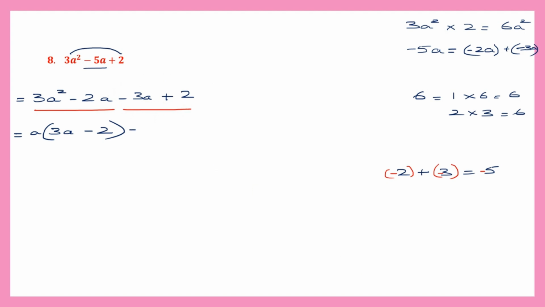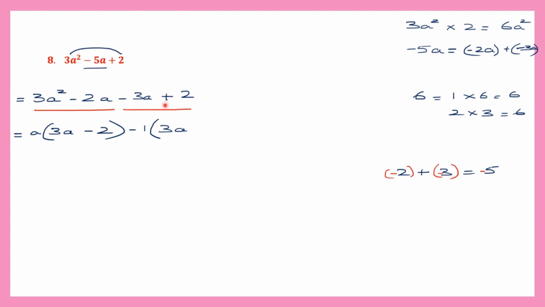What is common? There is nothing that's common, isn't it? When nothing is common, I put 1. And then I write the same thing. So minus 1, that is here, into what will give me 3a? I need to write the same thing, 3a. So now minus 1 into 3a is minus 3a.